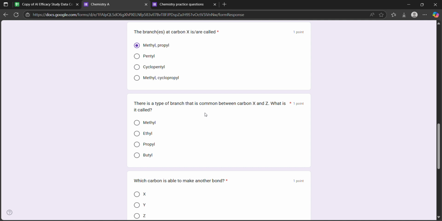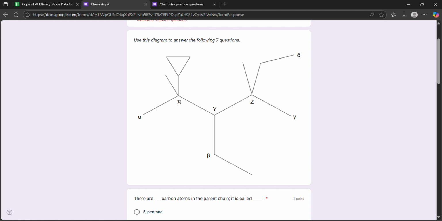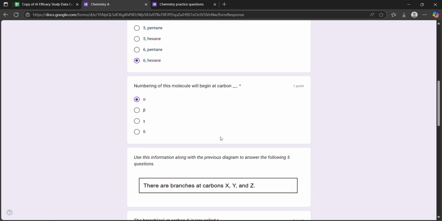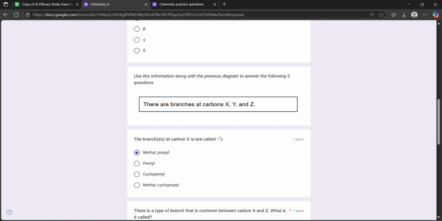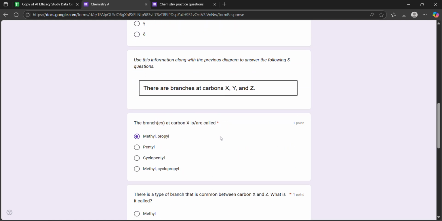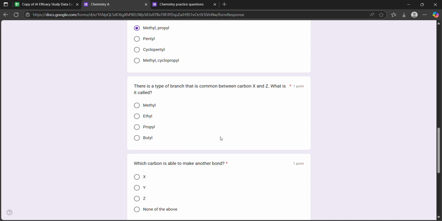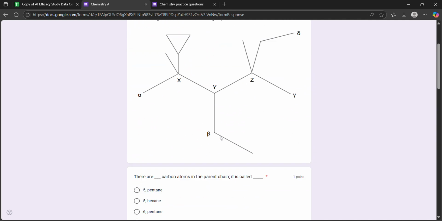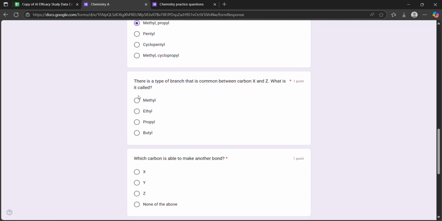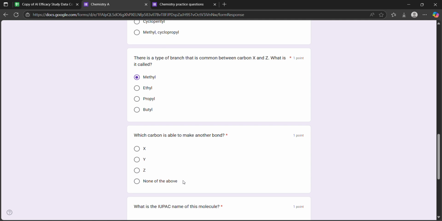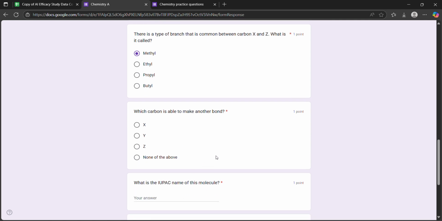There is a type of branch that is common between carbon X and Z. What is it called between X and Z? So this is basically carbon, carbon, carbon. I think it is called a methyl, if I remember correctly. So we'll select methyl. Which carbon is able to make another bond?